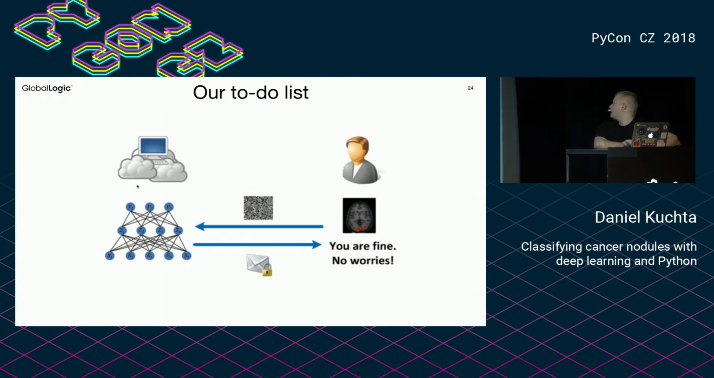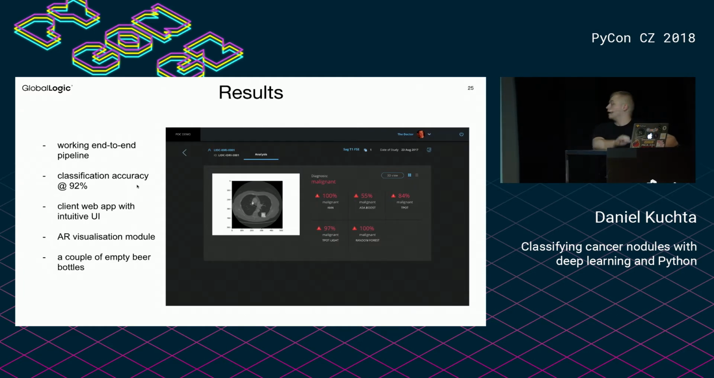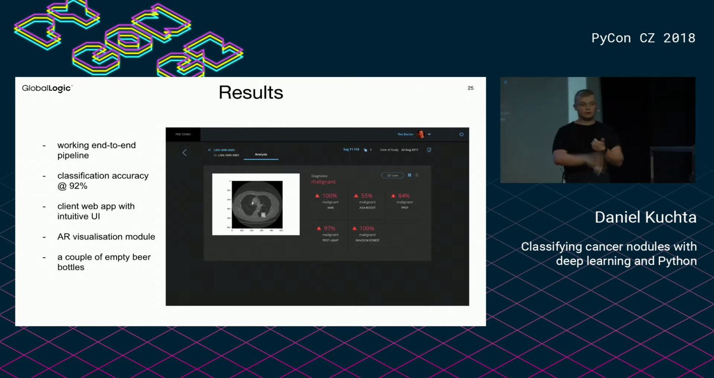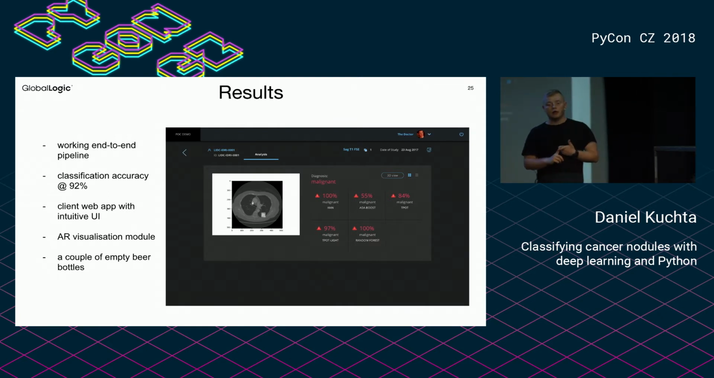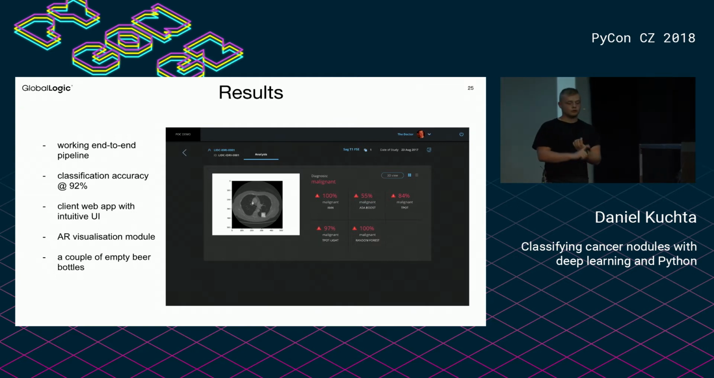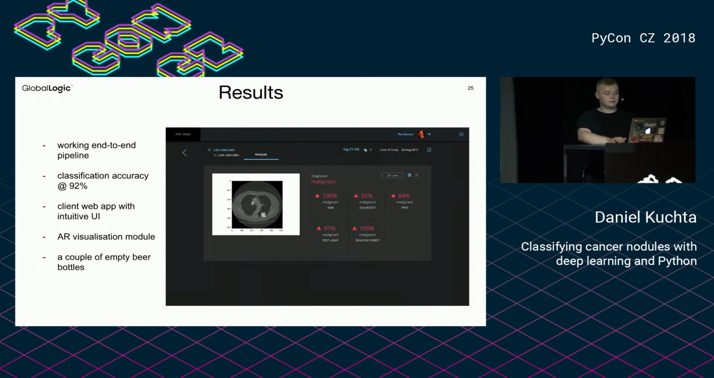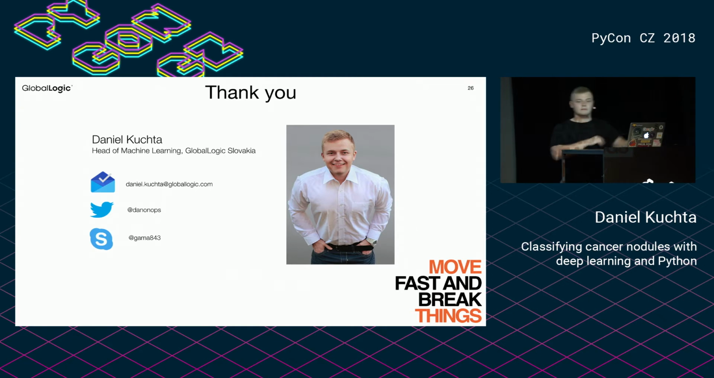Okay, I think, yeah, I can just sum it up. So what we eventually built was a working end-to-end pipeline where the input is a raw CT scan and the output is a classification for each and every nodule contained in the scan, AR visualization of the lungs and nodules, and a visual front-end for all of this. And yeah, that's what's been done. Thank you.